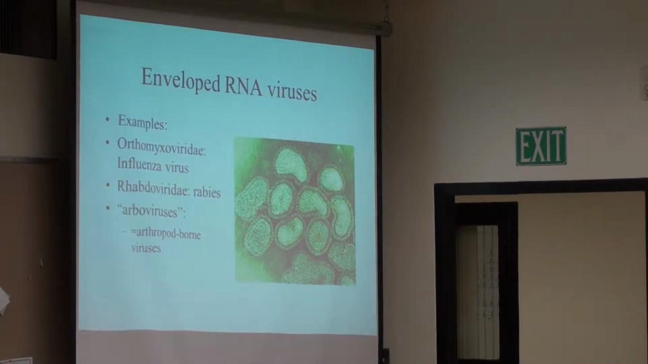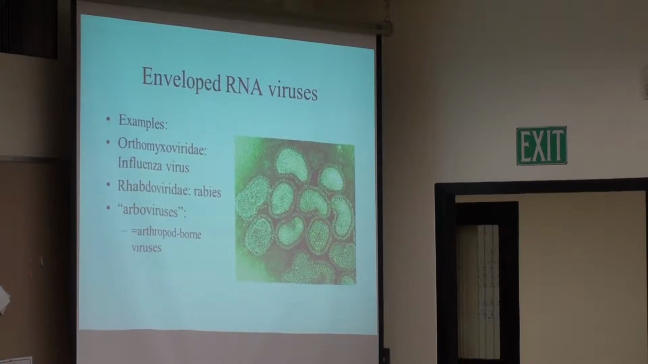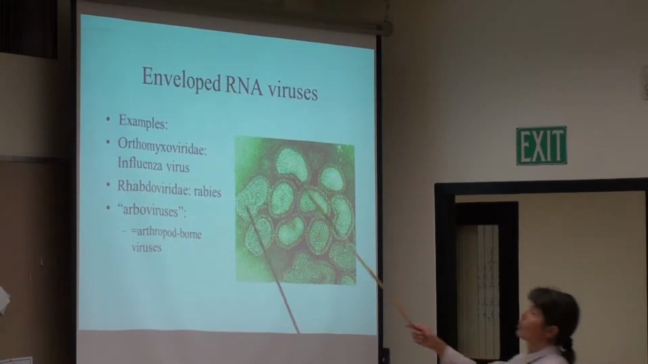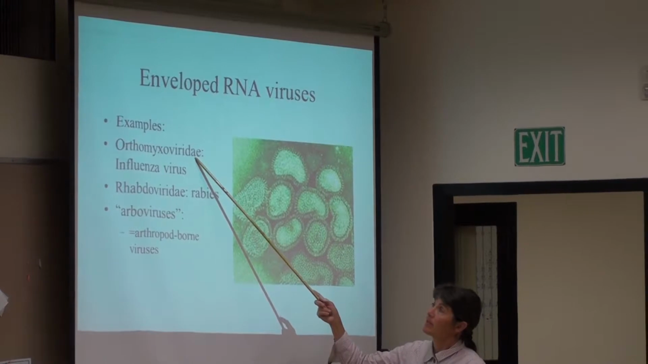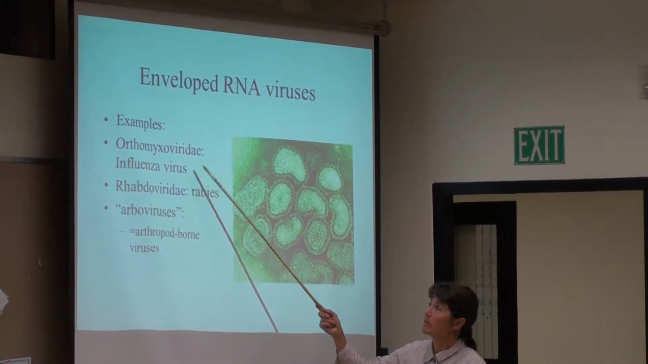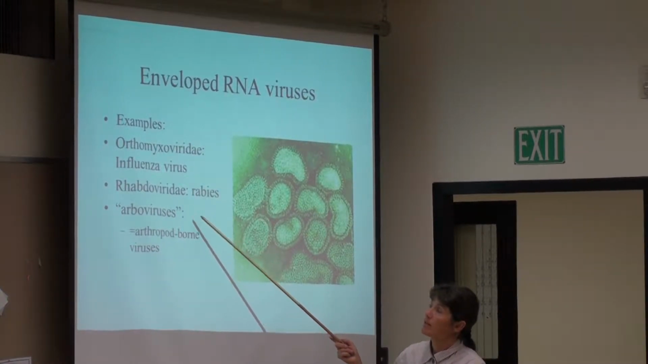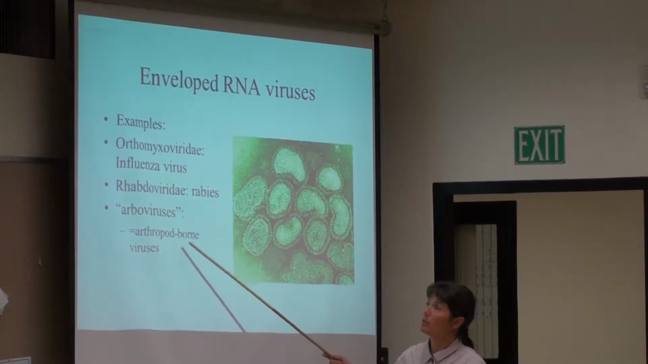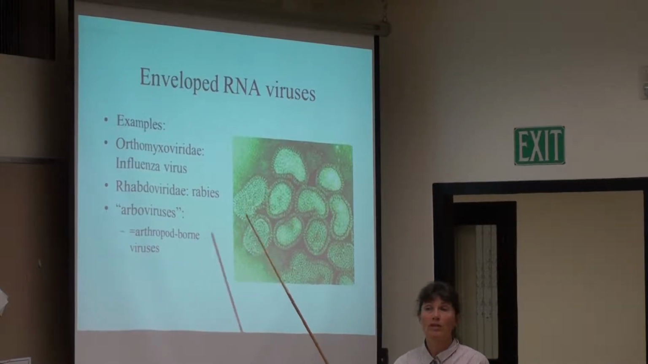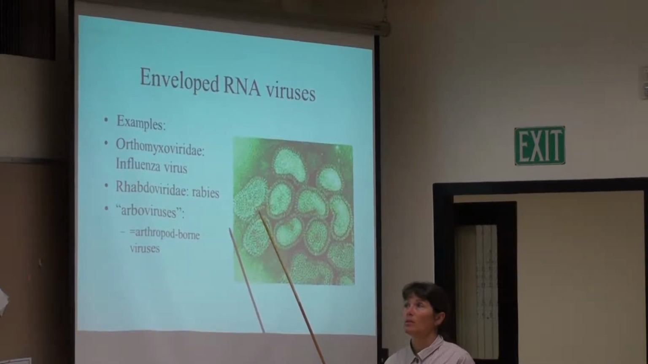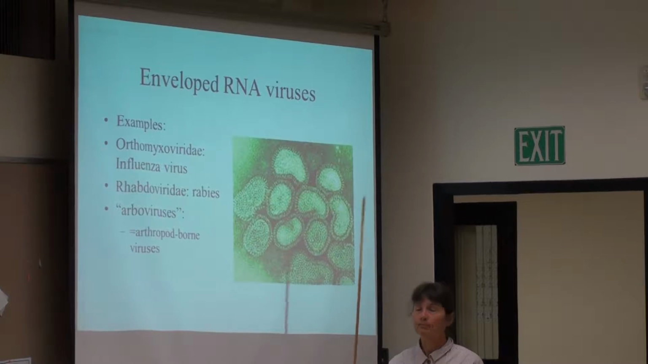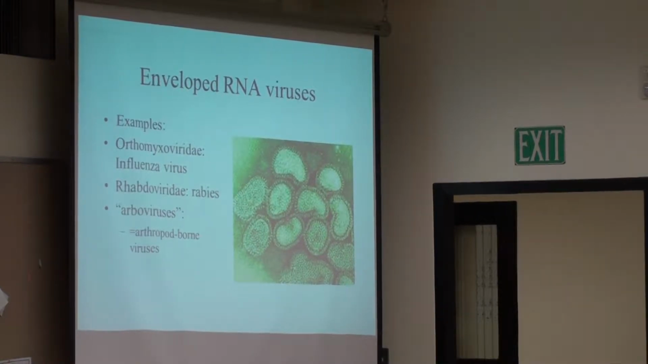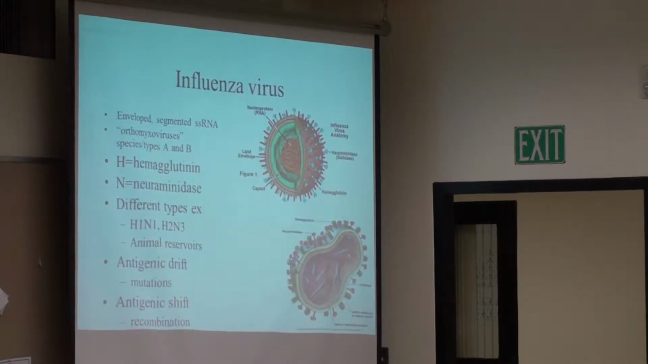So we're going to take a look at a few RNA viruses. The Orthomyxoviridae, this is a virus family, and the one we'll focus on is influenza virus. We'll look at rabies virus. We'll look at one of the arboviruses. Arboviruses are arthropod-borne viruses, and we're going to focus on West Nile virus. Then we will talk about HIV, and we'll finish with a brief discussion of a naked RNA virus, poliovirus. Okay, so influenza virus.